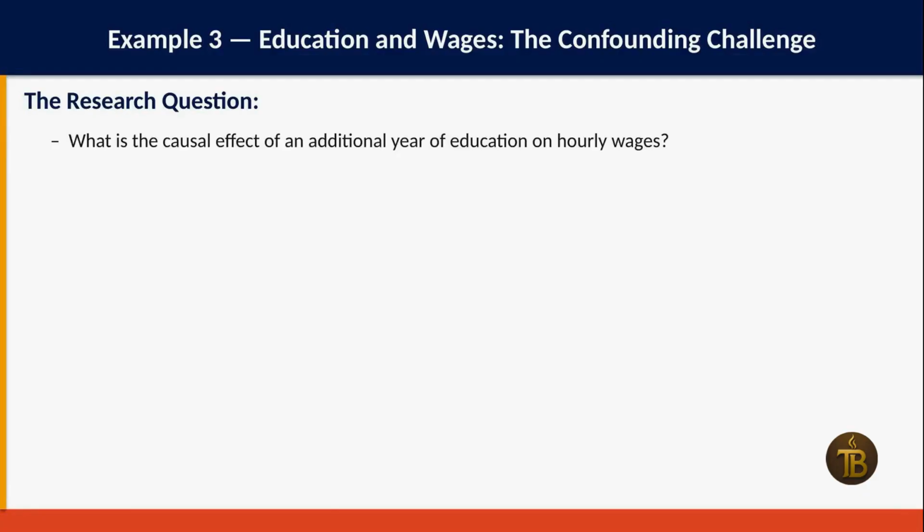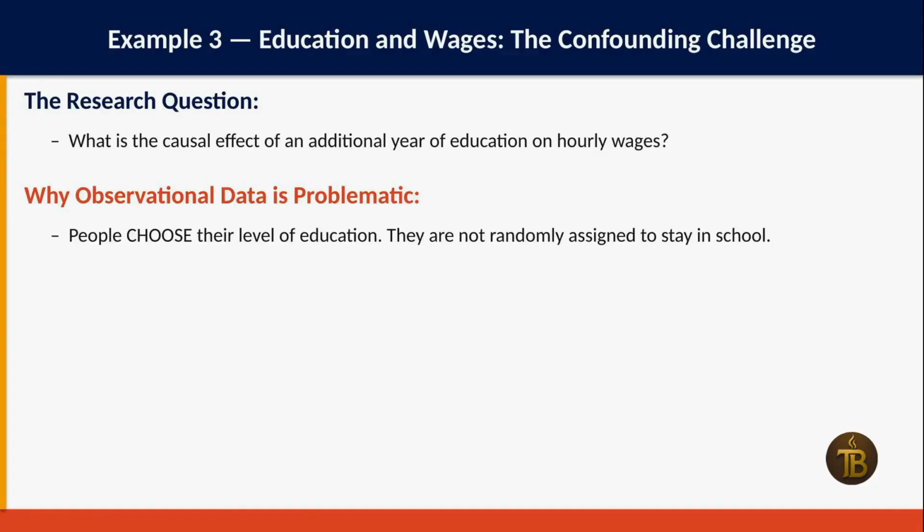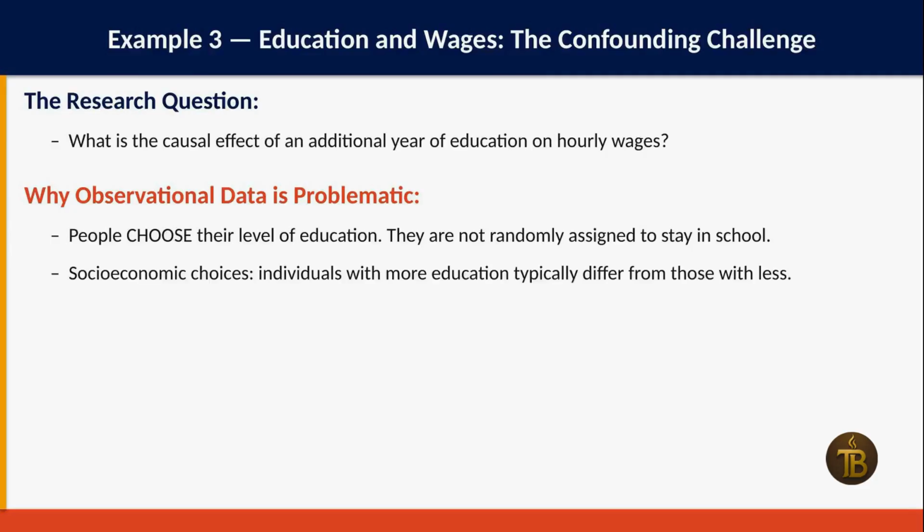Research question: what is the causal effect of an additional year of education on hourly wages? Why is this so hard to answer using observational data? Because people choose their own level of education. They are not randomly assigned to stay in school or drop out. Individuals who get more education differ systematically in many ways from those who get less. There are two key unobserved confounders at play here.